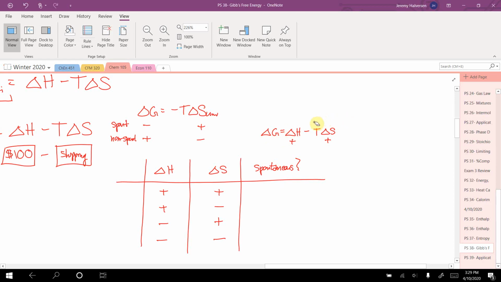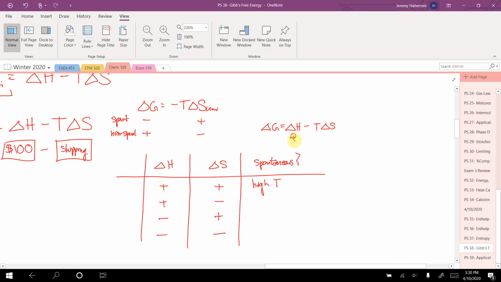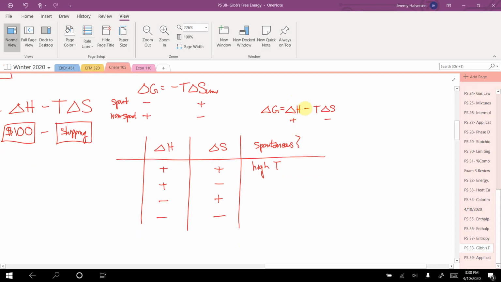But what happens when temperature starts getting bigger? All of a sudden this term starts to matter, and I'm subtracting a positive value. So this value is going to get lower and lower and lower until eventually, let's say T was infinity, I would have a positive value minus an infinitely big value, and G would then be negative. So this is spontaneous at high temperatures. What about if delta H was positive and delta S was negative? Well, then I have a positive value, and I'm subtracting a negative, so I'm adding something to it. So it doesn't matter what the temperature is, I'm always going to have positive plus something. So this is always non-spontaneous.